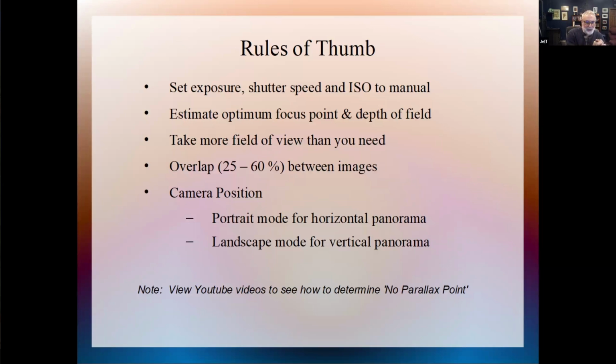If you're taking a vertical panorama, so the camera is going to sweep up and down, you want it in landscape mode, because you want to get as many pixels horizontally as you can, and your sensor is wider that way when you're doing a vertical panorama. You have to think about that, but it is important so that you maximize the number of pixels that you're collecting. And I said already that there are a lot of videos that you can see to find the no parallax point.